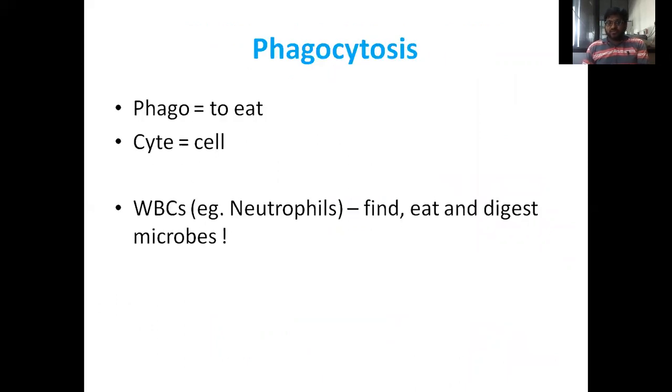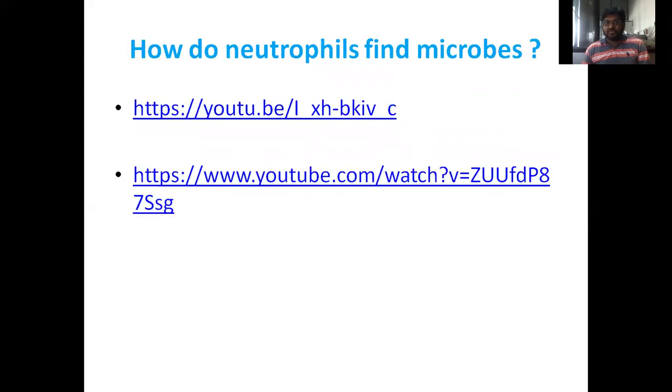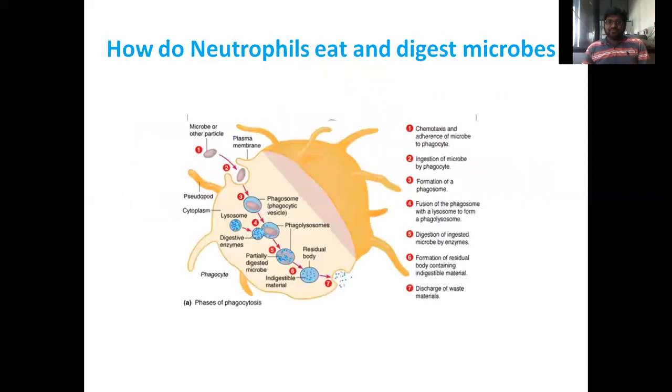So what is phagocytosis? Phago means to eat and cyte means cell: eating of different microbes or foreign particles by the cells. WBCs, the most common example being the neutrophil, find, eat and digest microbes. That is the process of phagocytosis. You can see different videos of neutrophils finding microbes, eating them, and phagocytosis. This is the link for that, neutrophils finding microbes.